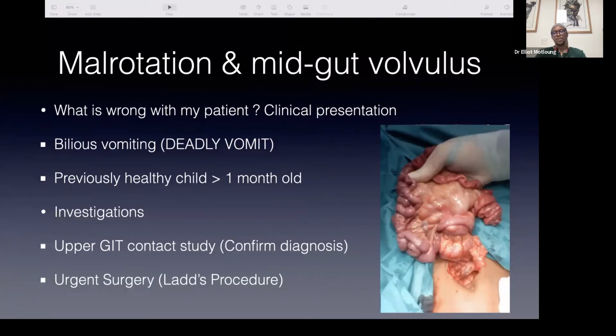When we do Ladd's procedure, basically we remove the Ladd's bands that are causing duodenal obstruction. They are all flowing over the duodenum, causing external obstruction. That is what we remove. Once we have done that, we do widening of the mesentery, because we know that the narrower the mesentery, the more likely that it will volvulus. Then after that, we move the small bowel towards the right of the patient, and the large bowel towards the left side of the abdomen. And there is controversy as to whether you do an appendectomy in that setting or not.